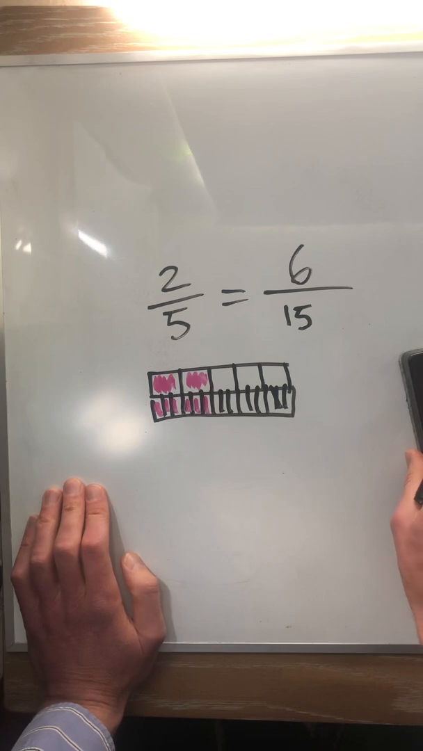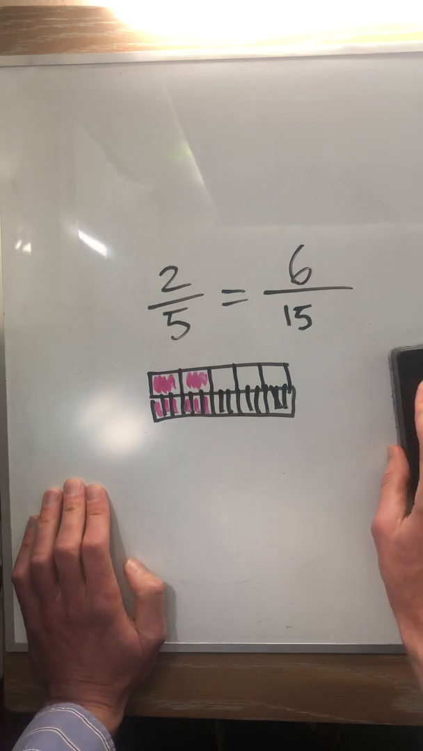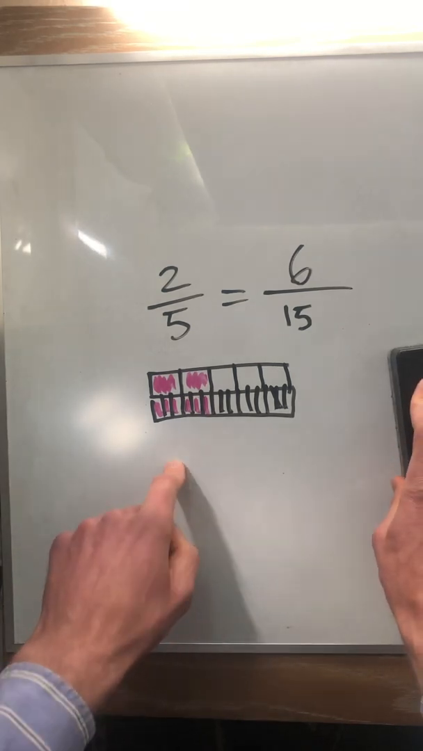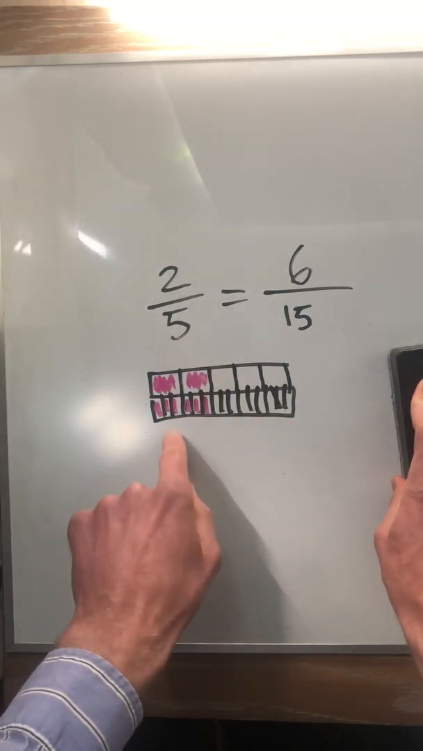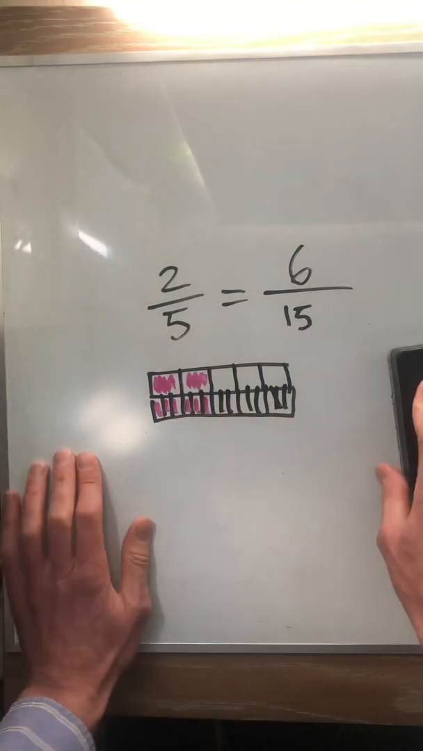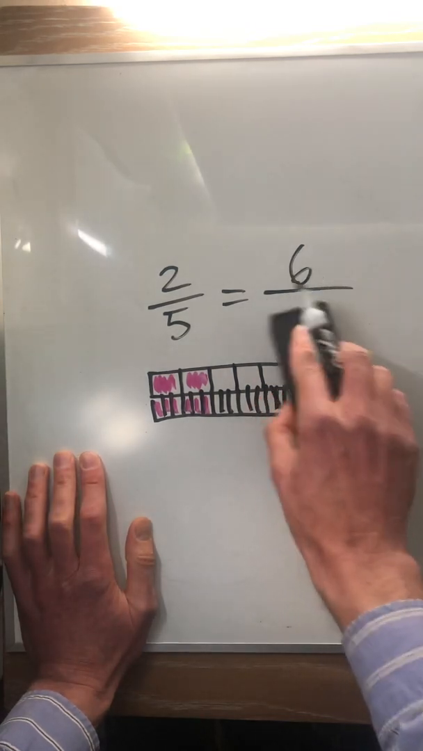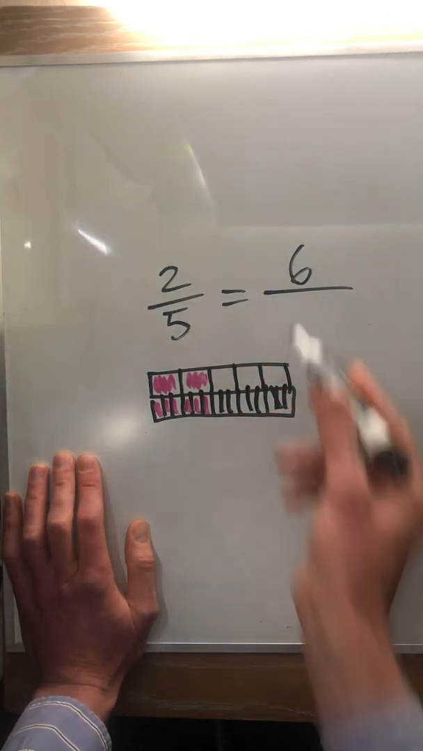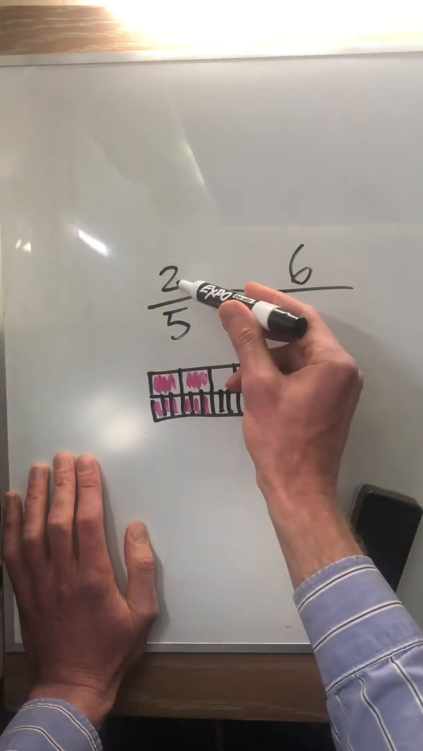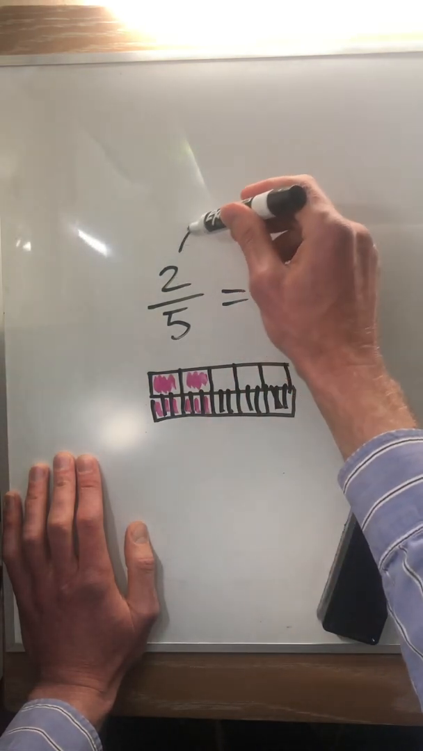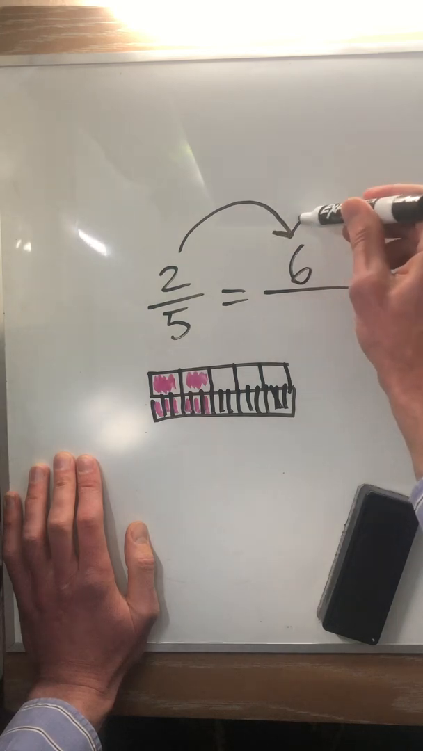And you guys, I don't really need to draw it. It's nice to draw sometimes to make sense. I'm like, oh yeah, 2 out of 5. If I had 2/5 of something, 2/5 of a candy bar, it's the same as 6/15. But if I just see this problem, 2/5 equals 6 what? All I need to really think about is, well, how did I get from the 2 to the 6? Oh, I multiplied it by 3.